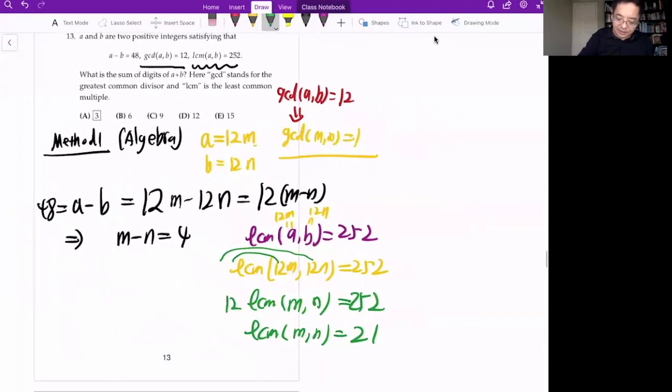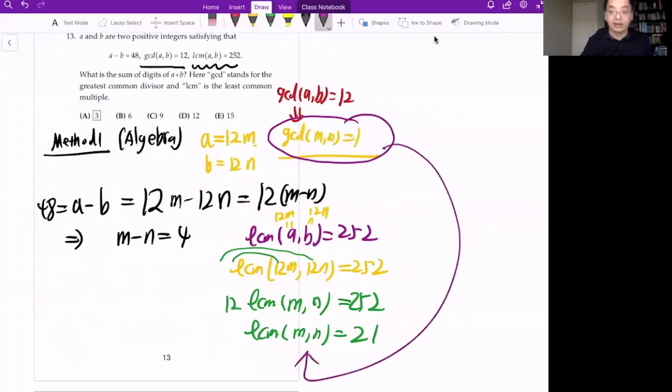Now, here's the point. Because the GCD of n and n is 1, that means they are relatively prime. Now, if you have two relatively prime numbers, the LCM is just the product, say like 3 and 4, right? So they are relatively prime, so the LCM is 3 times 4, which is 12. Say, for example, 5 and 6. They are relatively prime, so the LCM of 5 and 6 is 5 times 6, which is 30, right? Okay, so we have this one is just n times n. So if I combine, n minus n is 4, n times n is 21.